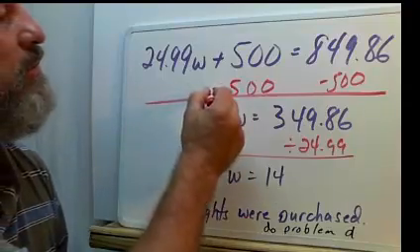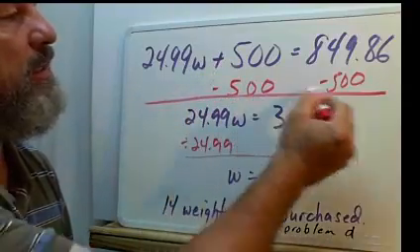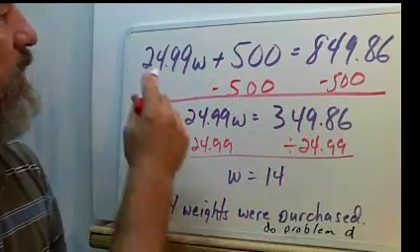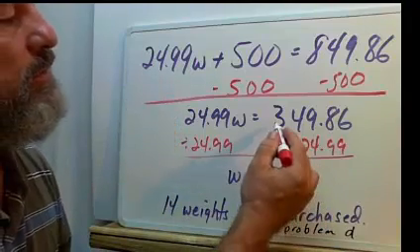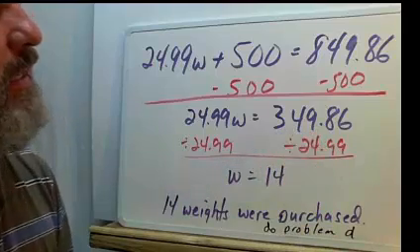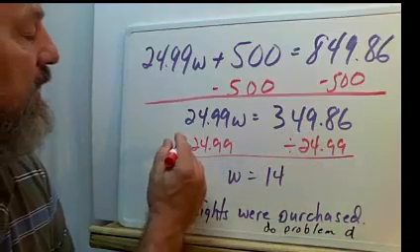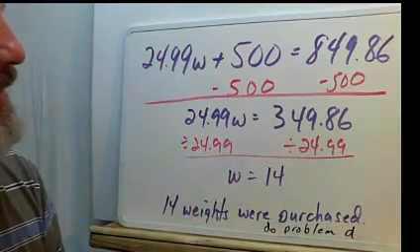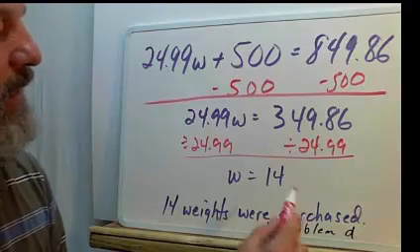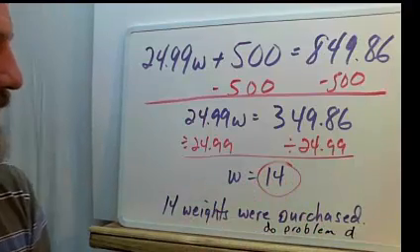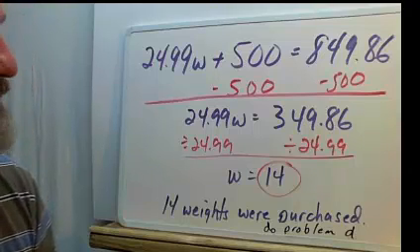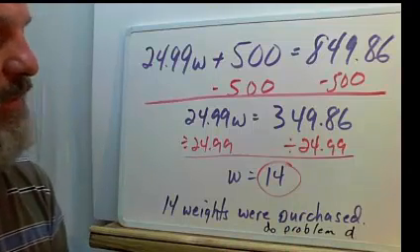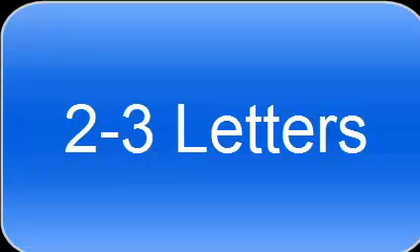2-step equation, we undo the addition first by subtracting 500 from both sides. We get 24 and 99/100ths W equals 349 and 86/100. Divide both sides by 24.99 and you get a grand total of 14. In the sentence we would say 14 weights were purchased. Okay, please press pause and do problem letter D.